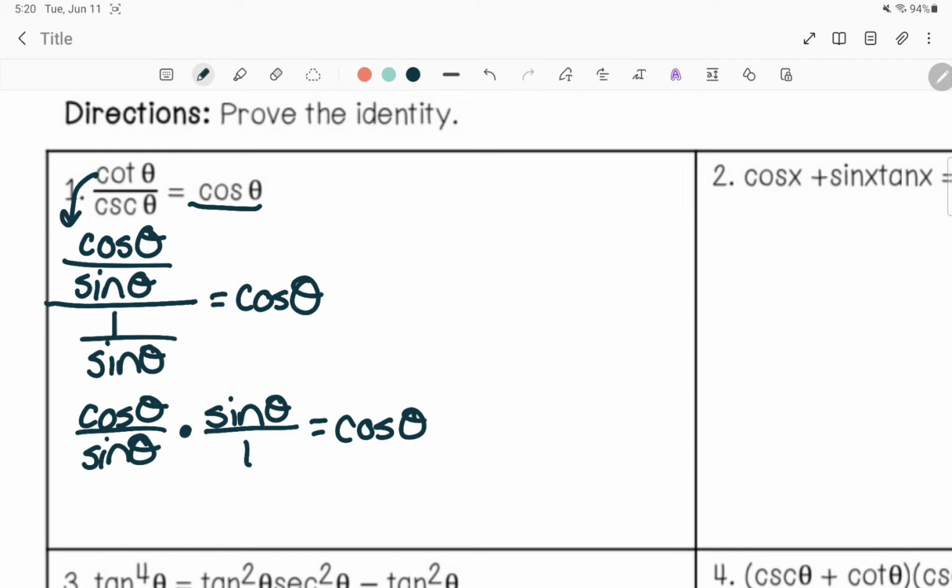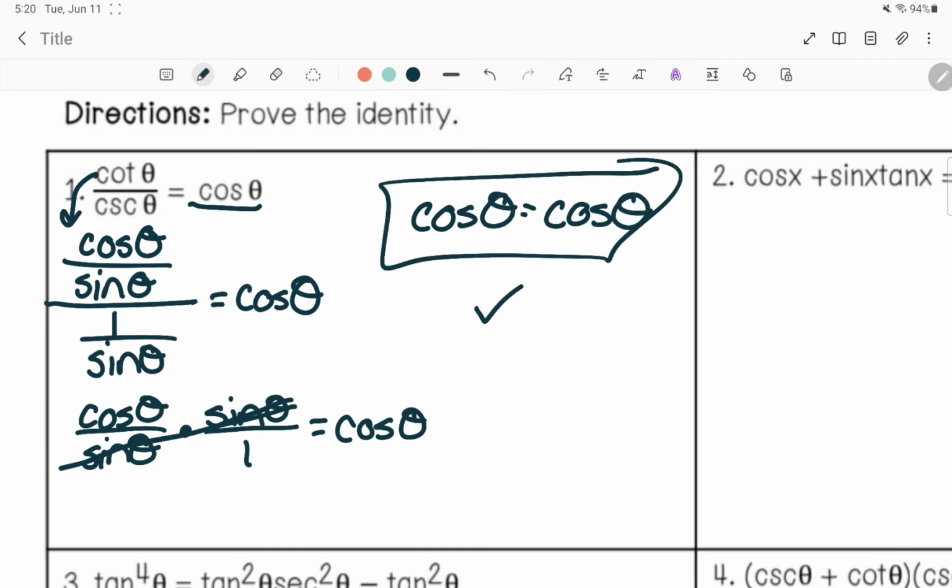So now, multiplying this out, sine theta divided by sine theta is going to be 1. So those are going to cancel. And I'm left with cosine theta over 1 equals cosine theta. And we know that cosine divided by 1 is just cosine. So I get cosine theta equals cosine theta. Both sides match, so this is considered proven.